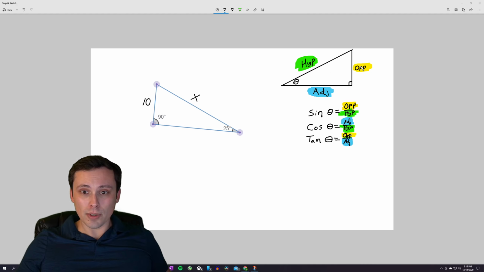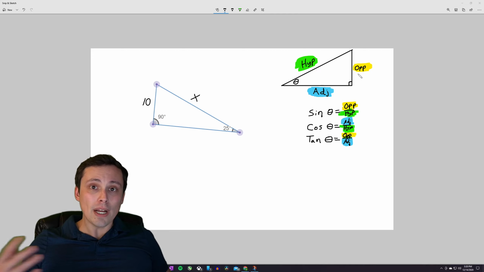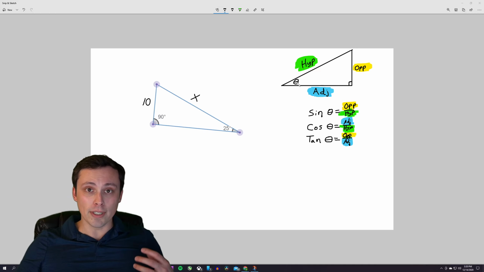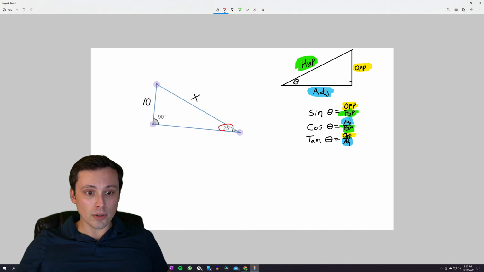Because when we're talking about things like opposite and adjacent, we're talking about them relative to something else. Opposite is opposite of something. Opposite to what? Well, to whatever angle you are going to be referencing from. So one of the important things is you need to pick an angle to reference from. Let's do that now by saying that we're going to use this 25-degree angle as our reference angle.